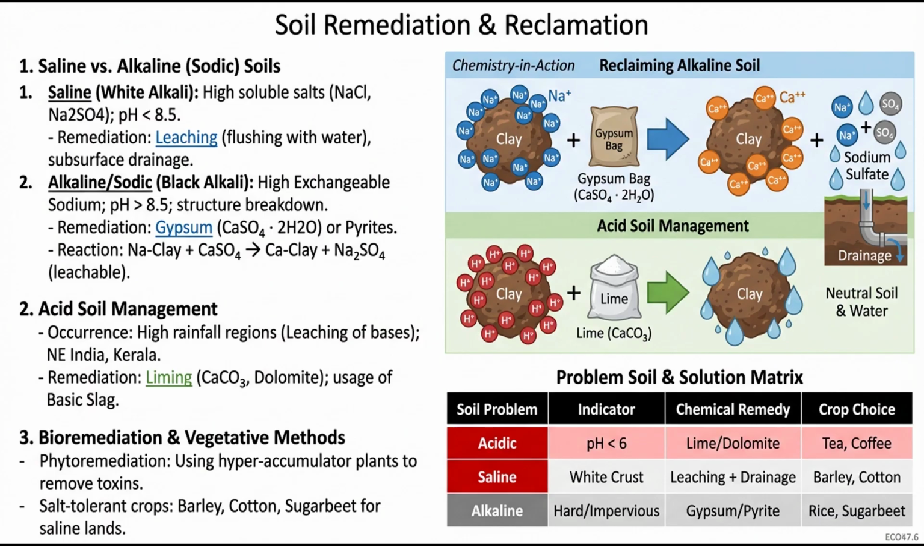We often categorize problematic soils into saline, alkaline, and acidic, but understanding the chemistry between them is crucial for treatment. Saline soils, often called white alkali due to the white crust of salts like NaCl and Na2SO4 on the surface, have a problem of excess soluble salts. The remediation here is physical, leaching. As shown in the matrix, we flush the soil with massive amounts of water to dissolve the salts and drain them away through subsurface drainage.